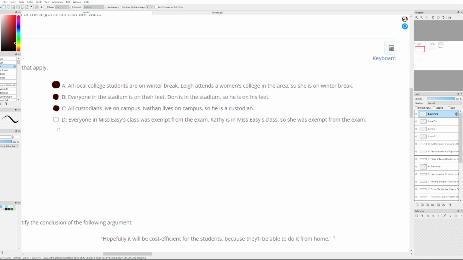To see if something is valid or invalid. For D, everyone in Miss Easy's class was exempt from the exam. Kathy is in Miss Easy's class, so she was exempt from the exam. This is also valid because Kathy is part of everyone in Miss Easy's class because she is in Miss Easy's class. So she should be exempt from the exam.